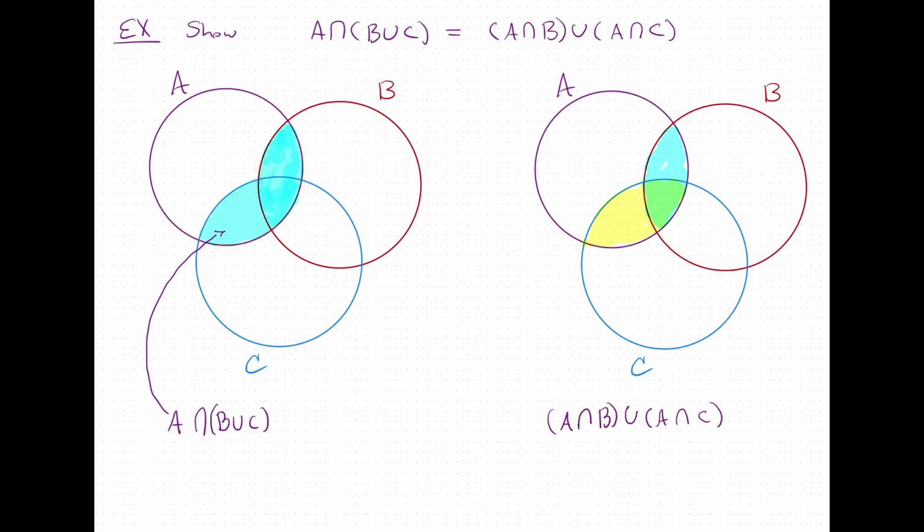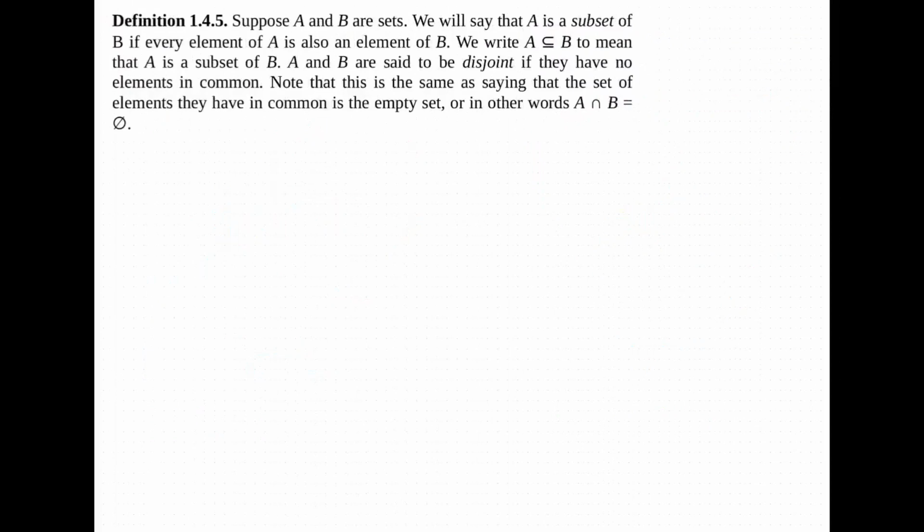Now, how do we show this rigorously? Well, let us first talk about subsets. And so if we have two sets, A and B, we will say that A is a subset of B if every element of A is also an element of B.